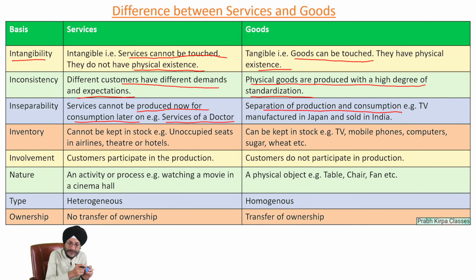Inventory. We cannot keep the services in stock. For example, unoccupied seats in airlines, theatre or hotels cannot be kept in stock to be provided to the customers as and when demand comes. Goods can be kept in stock. We can keep TV, mobile phones or pen drives, etc. in stock.